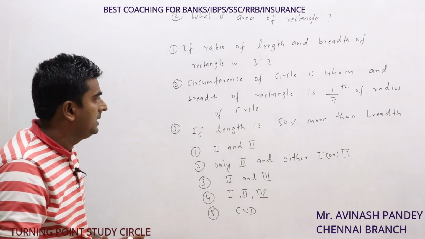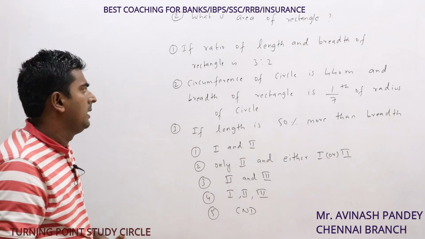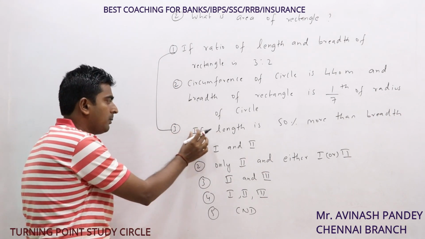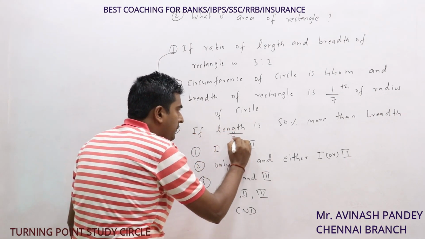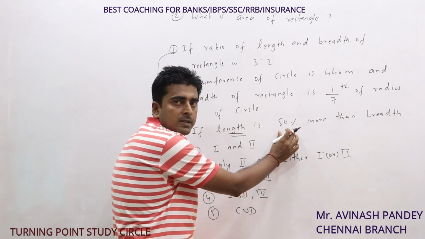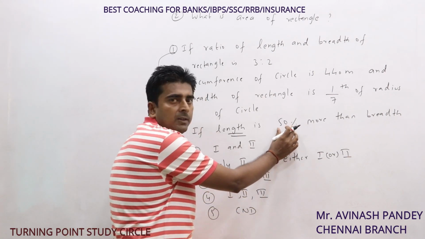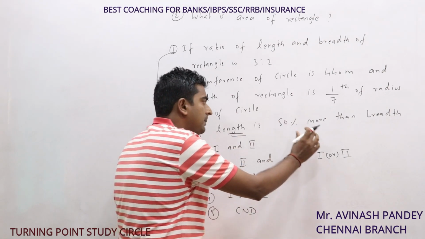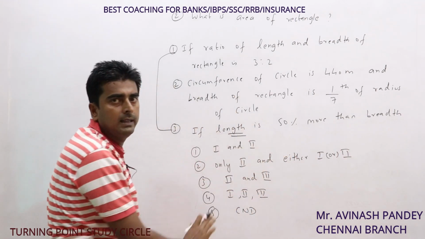Third one, if length is 50% more than the breadth. So can you see here common part in the first and third statement? When you see the third statement here, what they have given you, length is 50% more than breadth. So first of all, what is the percentage to fraction conversion, right? You know very well 50%, what is fraction value? 1/2, right? Length is 50% more than breadth. That means if breadth is 2, what about length? It is nothing but 3.